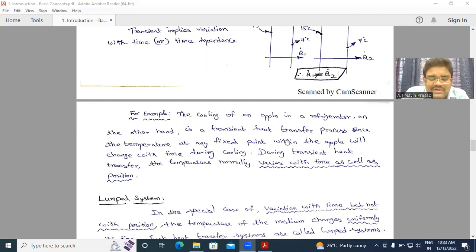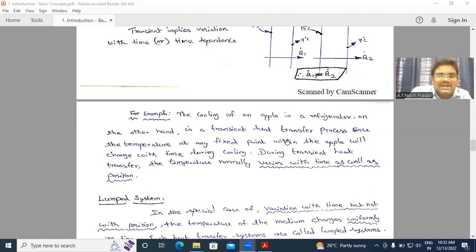So at 2 p.m. the temperature of the apple seems to be 4 degrees when I take the apple from the refrigerator, and after a few hours I measure the temperature of the apple. It seems more than 4 degrees Celsius. So the temperature Q1 is not equal to Q2, because the heat transfer varies with time. So Q1 is not equal to Q2.